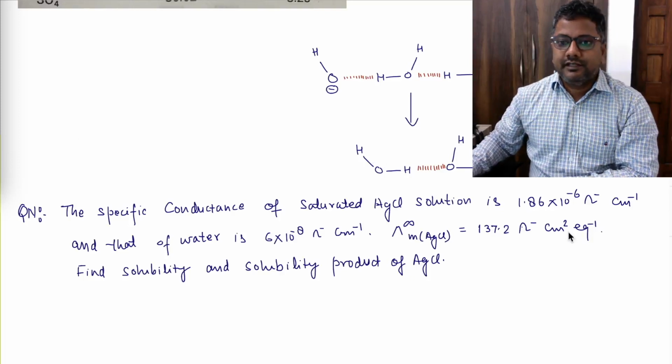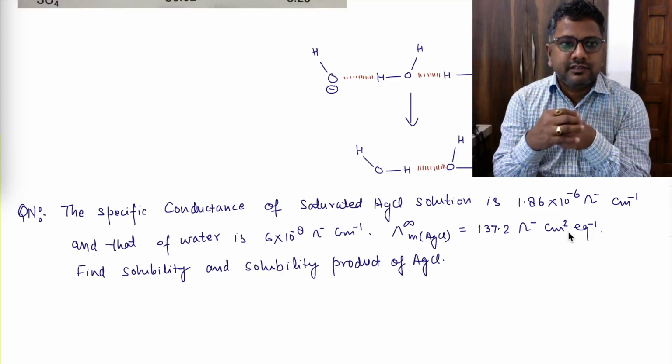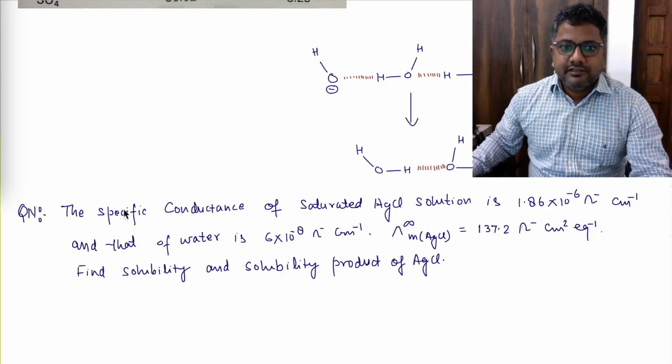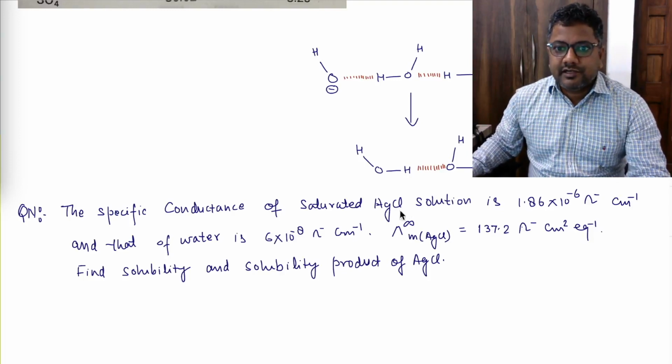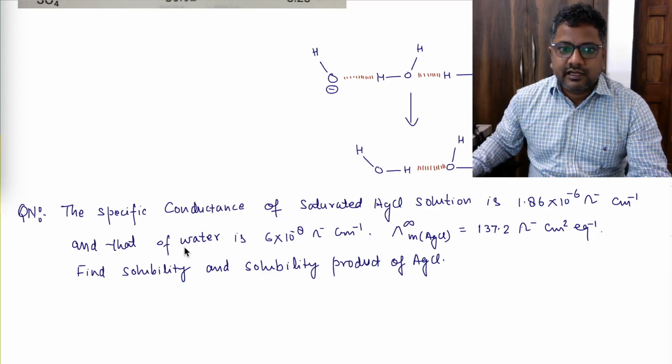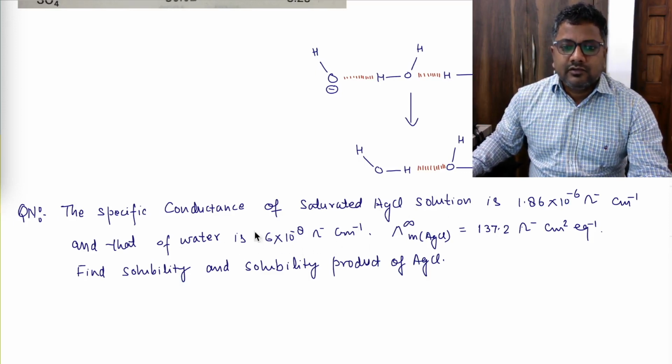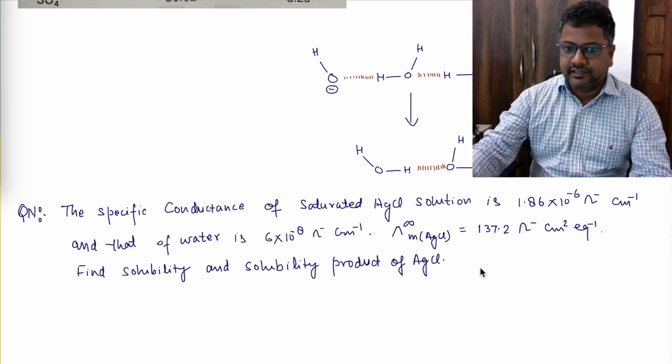Now, hopefully this is the last question of your electrochemistry. So let's do some problem. The specific conductance of saturated AgCl solution is given, and that of water, obviously the water in which the solution is prepared. So this is the blank reading, or you can say control reading. Lambda m infinite for AgCl is given. Find the solubility and solubility product for AgCl.